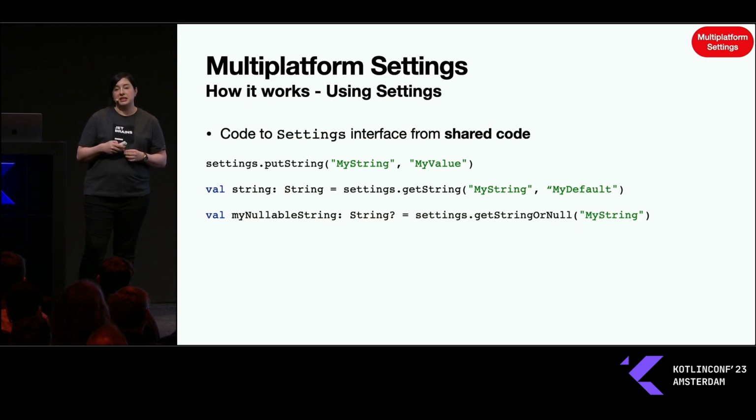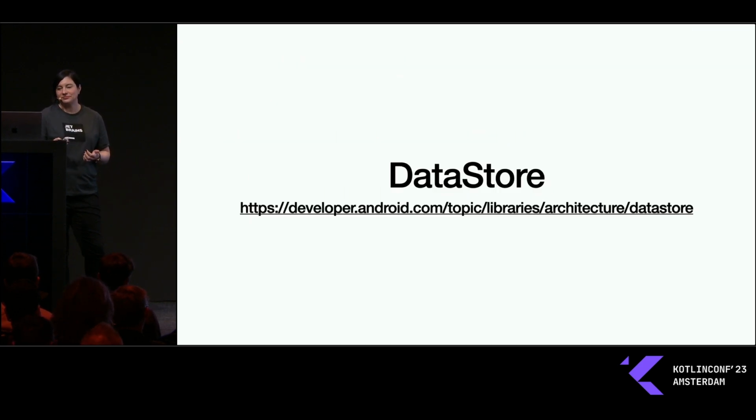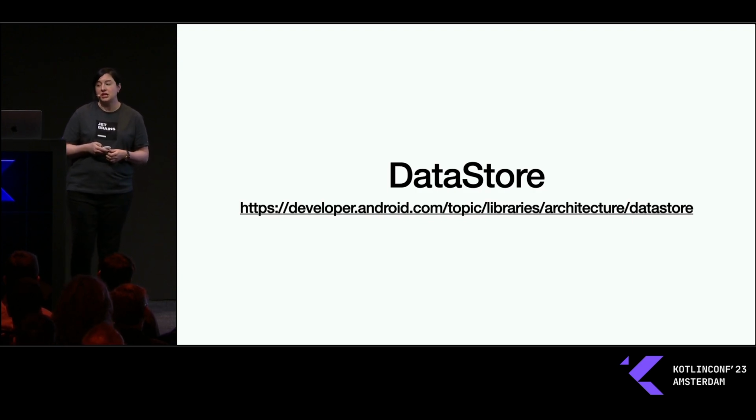To use multi-platform settings from common main, you're going to code to the settings interface. It looks a lot like shared prefs, but with a few differences. Like for example here, it's going to handle nullability a lot better because here getString won't return a null, versus here it could possibly return a null. So I'd like to mention that the multi-platform version of Jetpack Data Store from our friends at Google is now in alpha. So this is also a key value pair solution that you can consider.